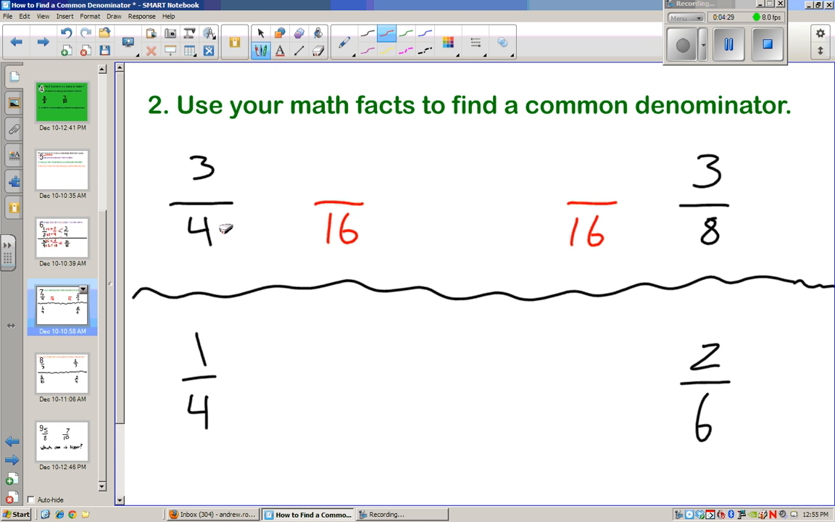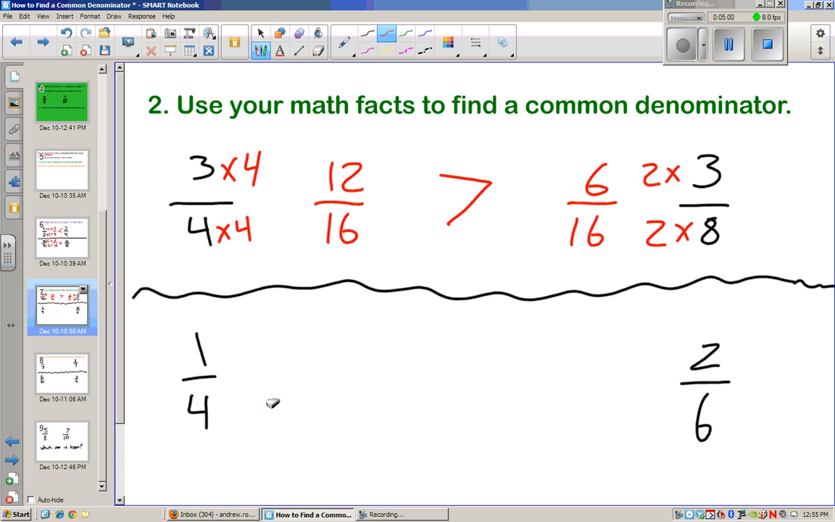And I'm going to change 4 into 16 by multiplying by 4. So then I have to do it to the top. 3 times 4 is 12. 4 times 4 is 16. I know I can change 8 into 16 by multiplying by 2. So if I do that to the bottom, I have to do that to the top. And I get 6/16. So 12/16 or 6/16. Which one's bigger? 12/16. Same thing down on the bottom with 1/4 and 2/6.